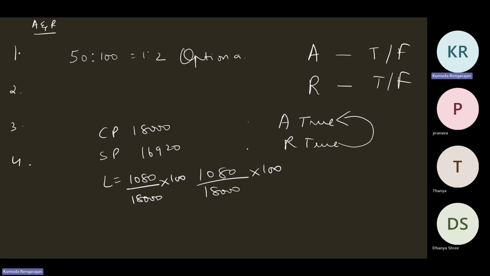I'll cancel 3 zeros, 3 zeros here, 3 zeros here. Then 18 into 6 is 108. So loss is 6%, right? But it's given 6.3. So assertion is false, but the reason is true, correct?